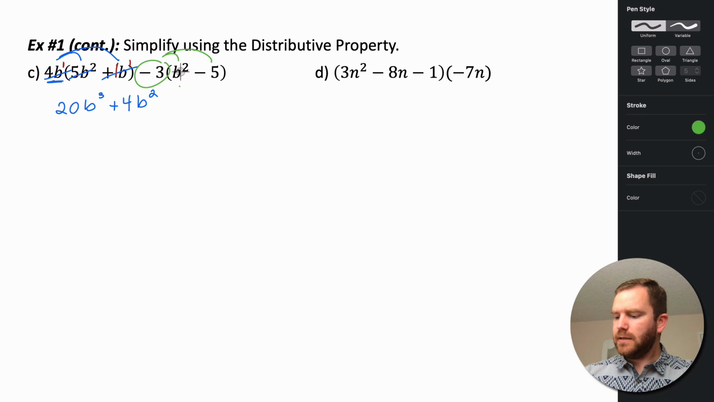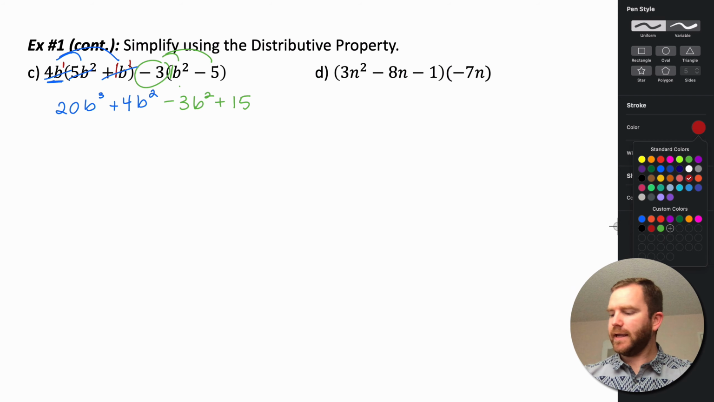So negative 3 times b squared. Again, this has an implied coefficient of 1. So negative 3 times 1, that's negative 3. This doesn't have b to any power, so it's going to take whatever the exponent is here. So we're going to get b squared. And then negative 3 times negative 5. Those are two constants. And so we're just going to get 15 there.